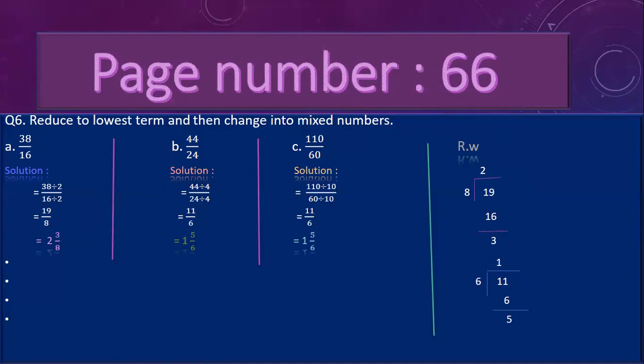Part B is 44 over 24. Again, you see that both numbers 44 and 24, we can divide them by 2 and also by 4.